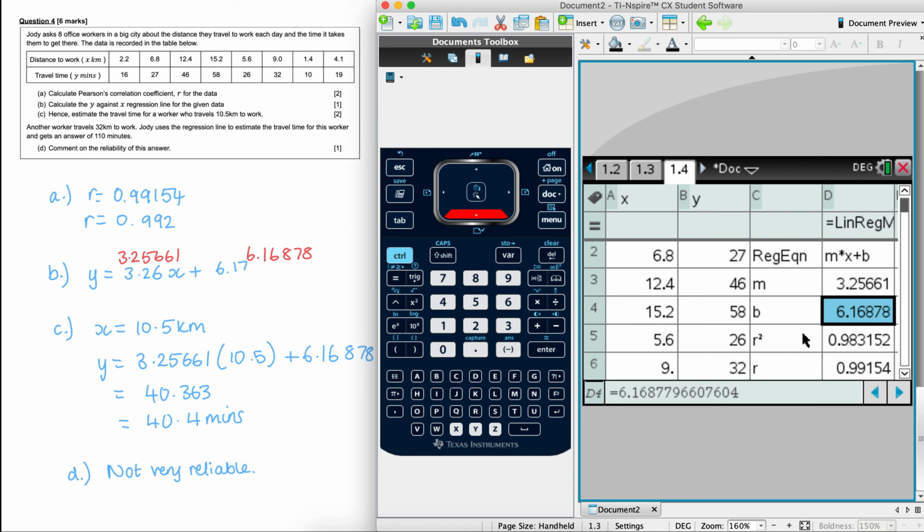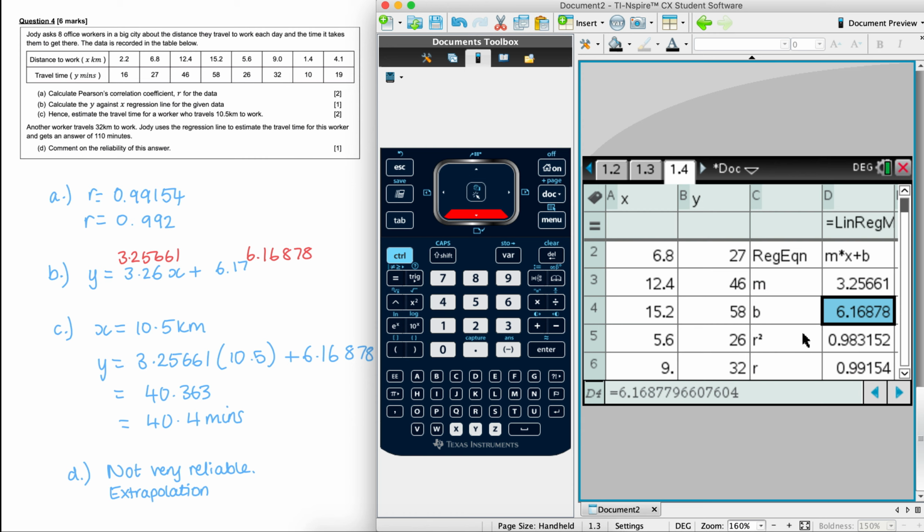Okay, the data that we've been given is between 10 and, or 10 is the smallest value, up to about 16. And for the distance, it's kind of 0 all the way up to about 15. So if we're suddenly expected to use it for 32 kilometers, it's outside of our range of data, and we don't know what's going to happen to the trend line at that point. It might not even be linear, and therefore we can't really use it. So it's not very reliable, and the key word to use there is extrapolation, which means that I've estimated outside of my region. Okay, so 32 is a lot bigger than that 15.2, which is the next biggest one I've got.